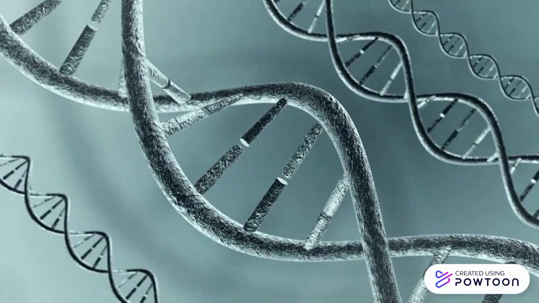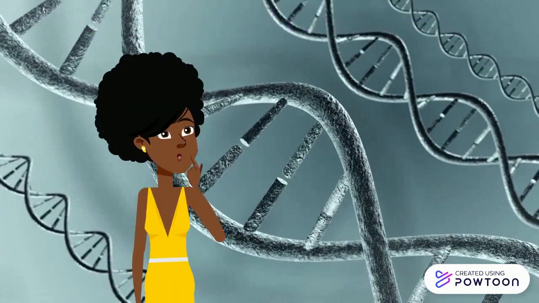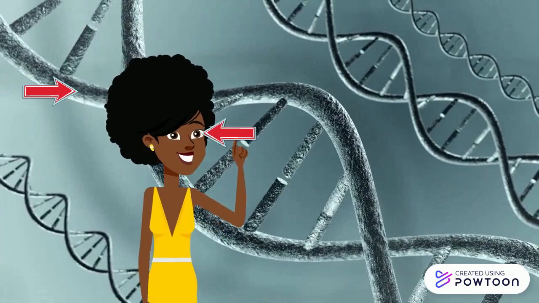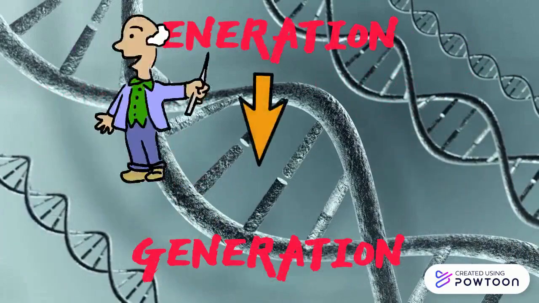So the question now is, what is DNA and why is it important? DNA is necessary because it contains hereditary information such as color of the hair, eyes, and other characteristics that can be seen physically, as well as diseases that are passed from generation to generation.